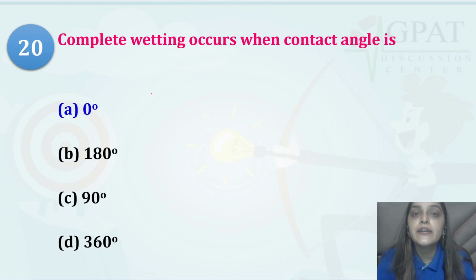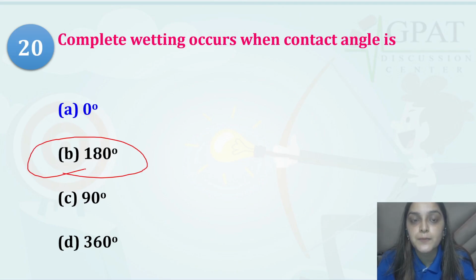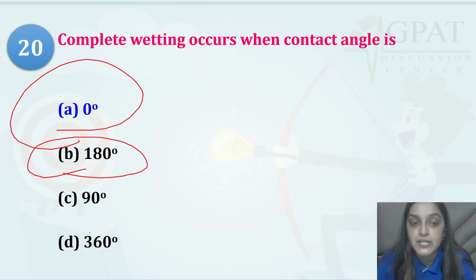Okay, so it will be around 0. If the angle increases, it will lead to first partial and then incomplete wetting at around 180 degrees, right? So we have incomplete wetting, the non-wettable condition, at 180 and complete wetting at 0, while partial is at 90. Okay, so that's it.